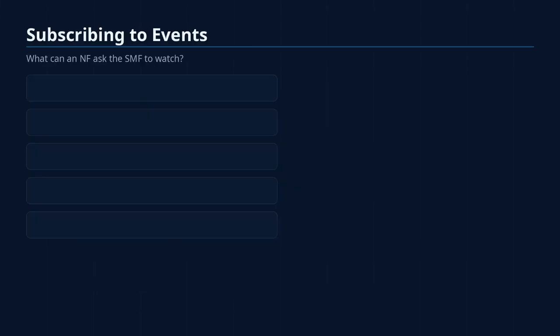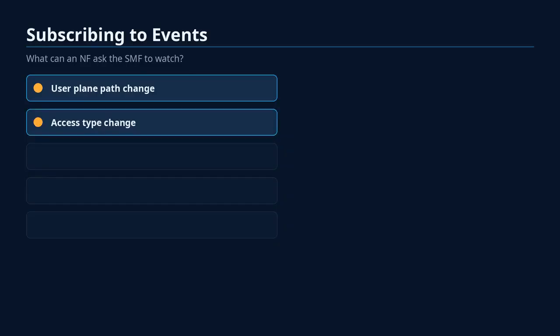So what exactly can these network functions subscribe to? Think of it like setting up traffic alerts for a specific stretch of highway. You don't want every alert in the city, just the ones relevant to your route. The SMF can notify subscribers about 5 kinds of events on a PDU session.